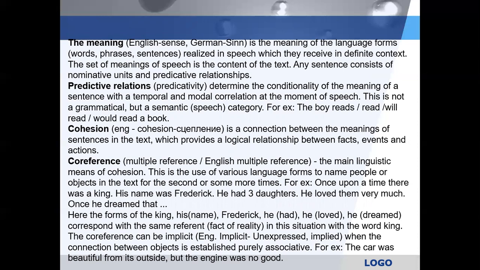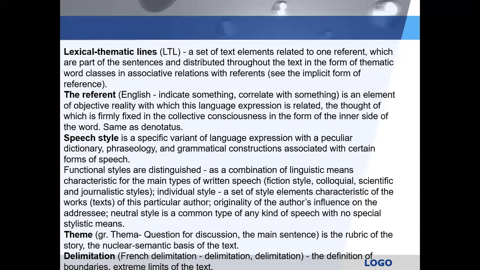So we can't repeat the word king in each sentence. Yes, that's why we try to replace this with pronouns. The co-reference can be implicit when the connection between objects is established clearly associated. For example, the car was useful from its outside, but the engine was no good.